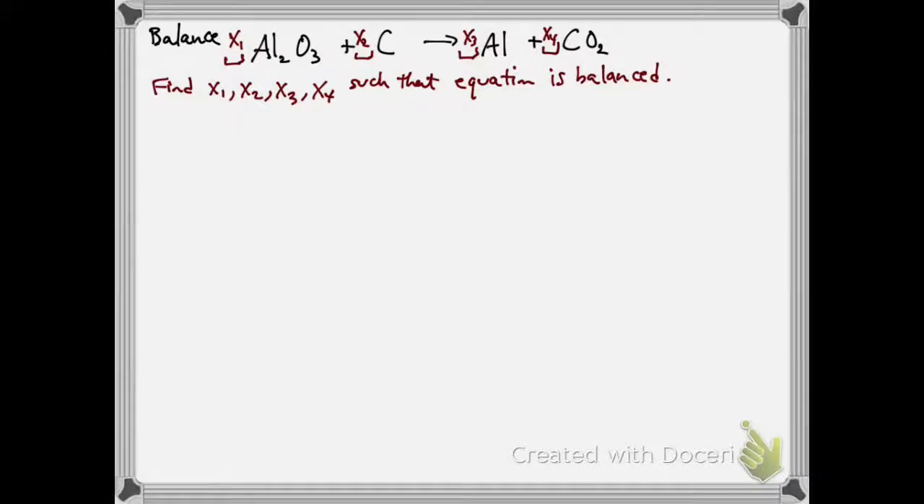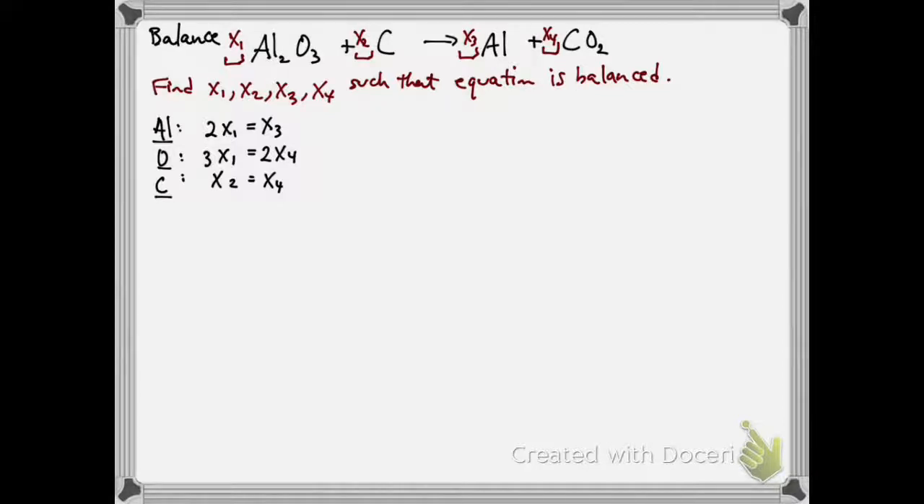So we can translate this into a linear system by counting the number of each atom, each element, right? So by looking at this, we see that we need 2 times x1, and that's going to equal x3 if this is going to be balanced. We also need 3 times x1 equals 2 times x4, and x2 has got to equal x4.